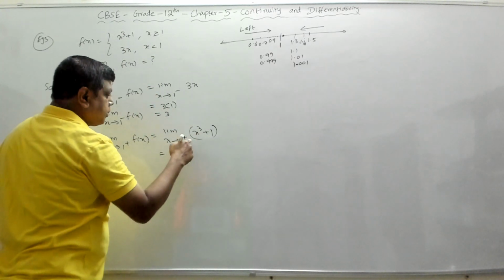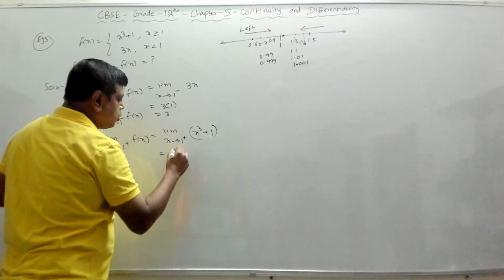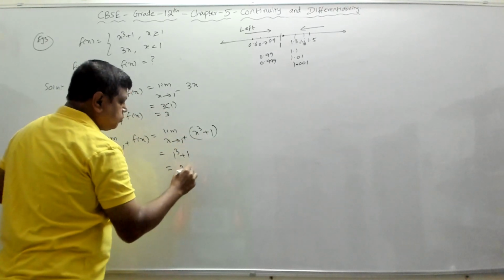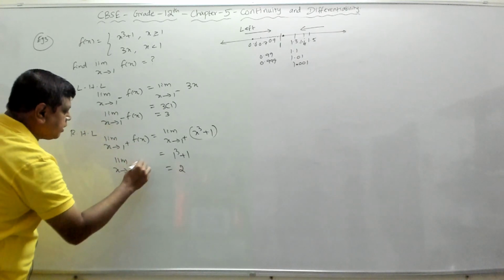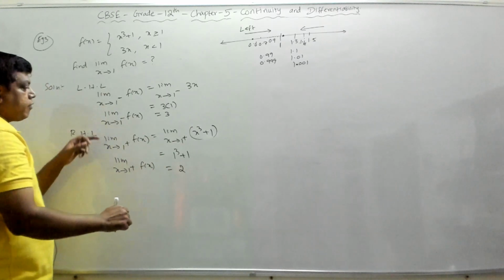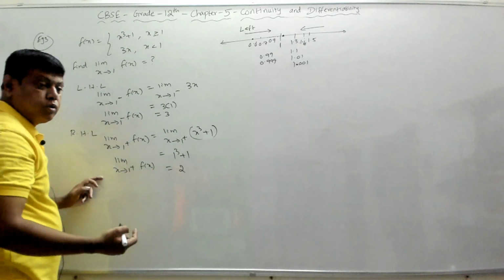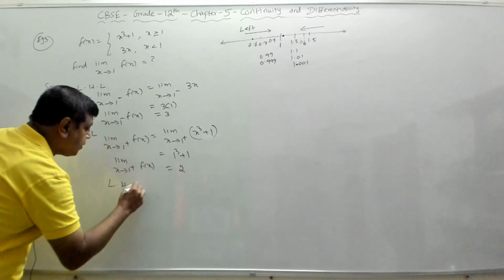Now we'll substitute the limit. Put 1 in the place of x. So we'll get 1 cube plus 1, which is 2. So what is our right hand limit? Limit x goes to 1 plus f of x is 2. Now our left hand limit is 3, right hand limit is 2. So your LHL, left hand limit, is not equal to RHL.